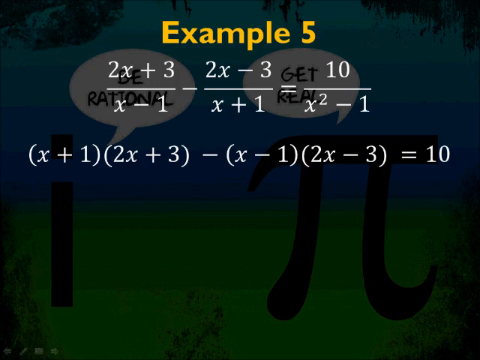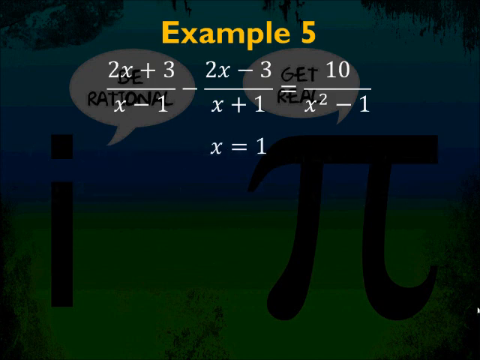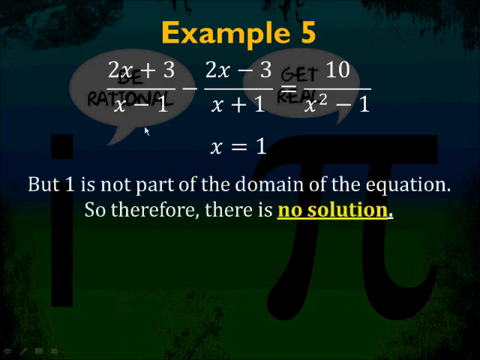Now again, you have to FOIL it and then combine like terms. So you get that. The x squares drop out nicely, as do the 3's. So you're left with 10x equals 10, and x is equal to 1. Now remember, you have to make sure that 1 is not an extraneous root. So you plug it into the original equation to make sure it doesn't cause the denominator to be 0. Unfortunately, it does. It causes this to be 0 and this to be 0. Since that is our only root, there is therefore no solution to this problem.